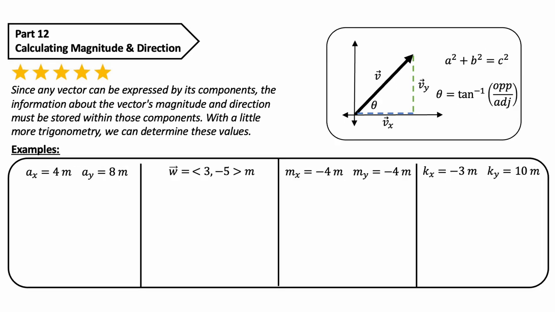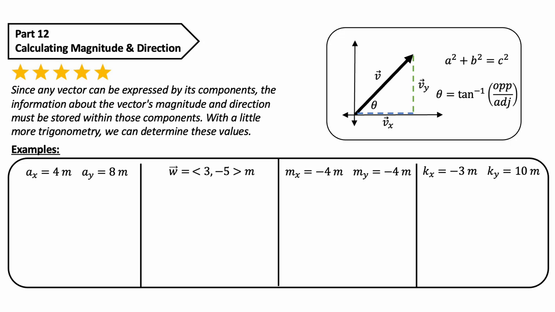In part number 12 here, we are going to calculate magnitude and direction when we are given the components. So this is the exact reverse of what we did in part 11. In part 11, we were given magnitude and direction and asked to find the components. Well, components contain all of the information about a vector. So there's two kind of ways that we express vectors. Either the kind of straightforward way, which is magnitude and direction, or you can express a vector in the components.